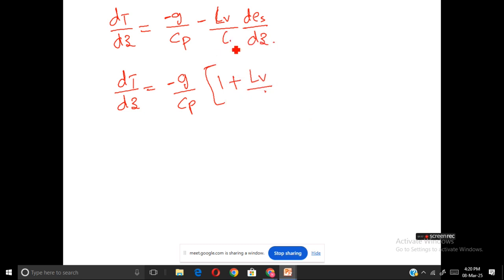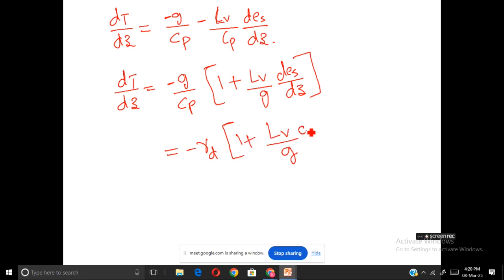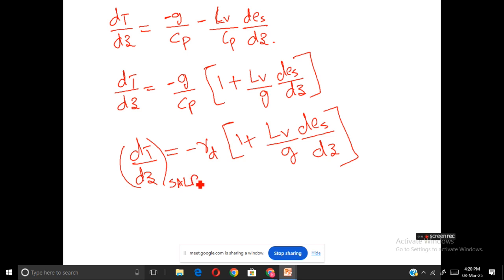Will be LV by C. Now if we take G by CT common, it will be LV by G into DES by DZ. Or we can write minus gamma D into 1 plus LV, which is the latent heat of vaporization, divided by G into DES by DZ. This is the value of dQ by dZ in case of a saturated air parcel.